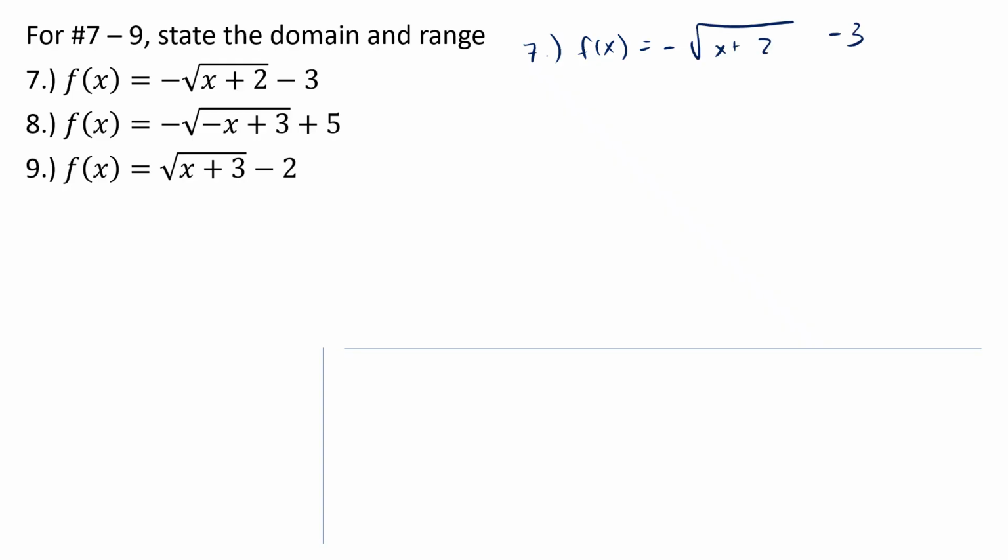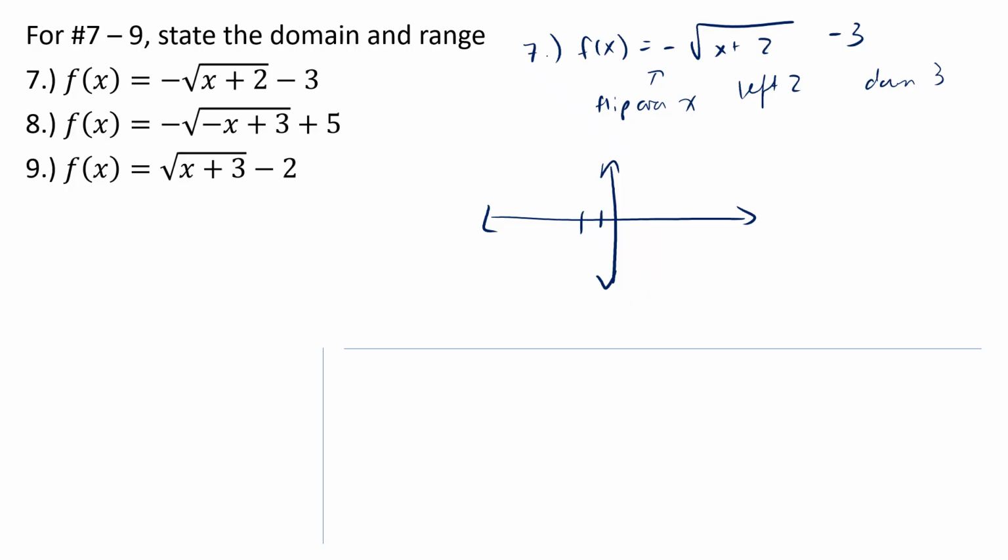Okay, so this goes: flip over the x, then left 2 and down 3. So what am I going to do? I'm going to take a look at this. Okay, so it goes left 2, down 3, and it flips over the x-axis, which means it's going to look like that. And so looking at where this graph is, I can see on the x we're going to be leveraging the -2. On the y, we're going to be looking at a -3.